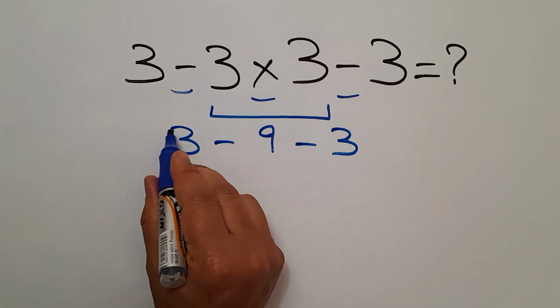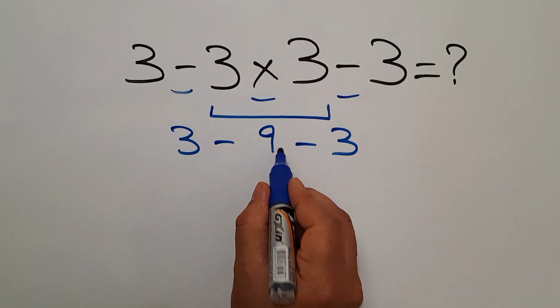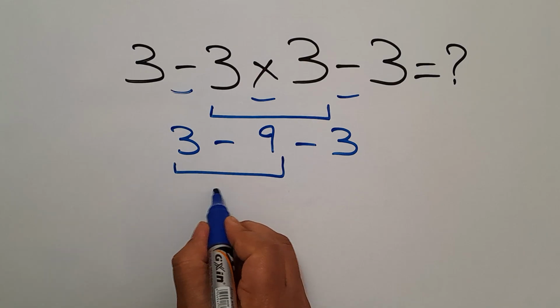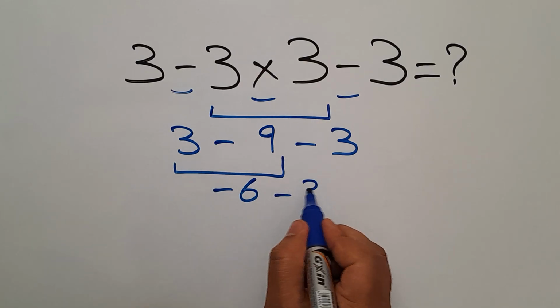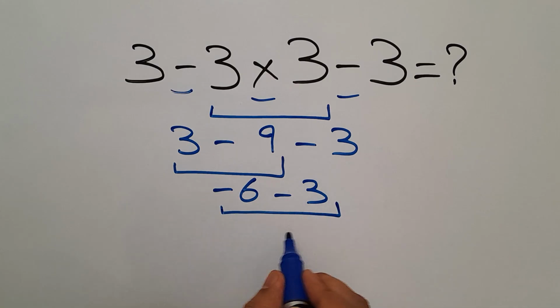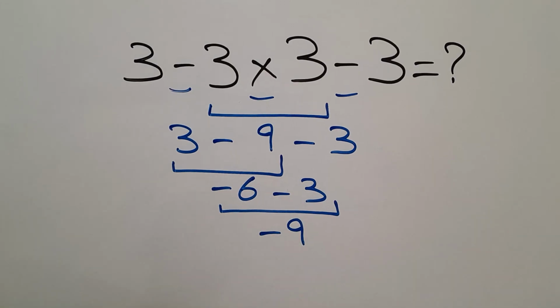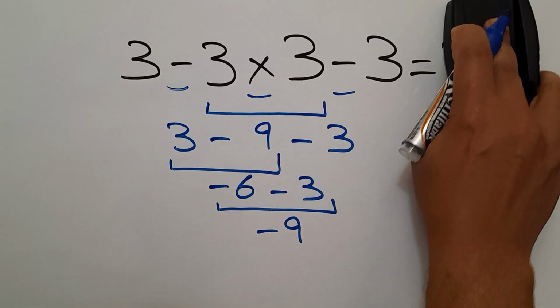And here we work from left to right. 3 minus 9 equals negative 6. And negative 6 minus 3 gives us negative 9. So our final answer to this problem is negative 9.